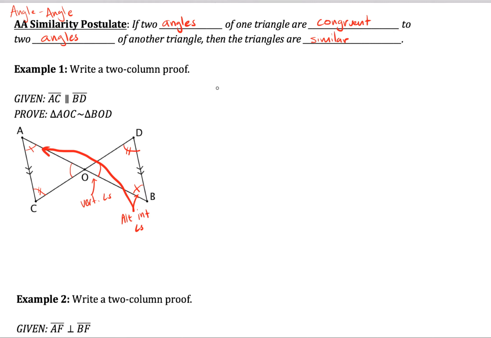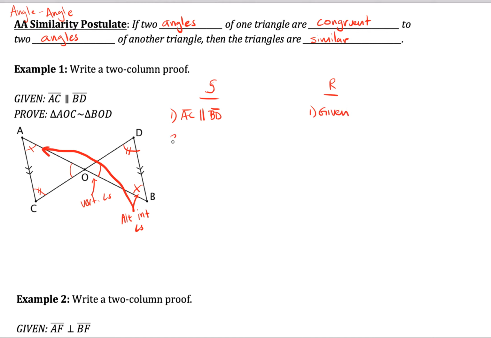So how is that going to look in a proof? We'll put our statements right here, and our reasons over here. And our first statement, like it usually is, will probably be our given information: that segment AC is parallel to segment BD, and that is given.